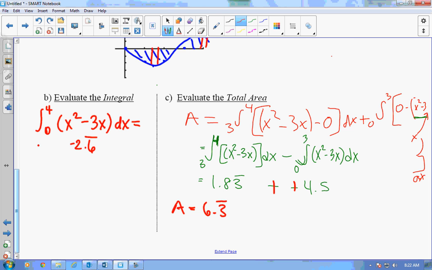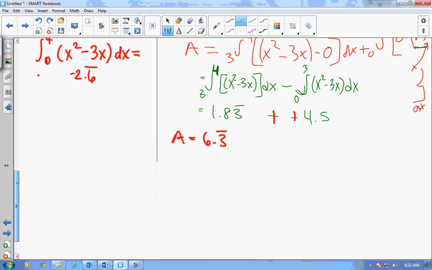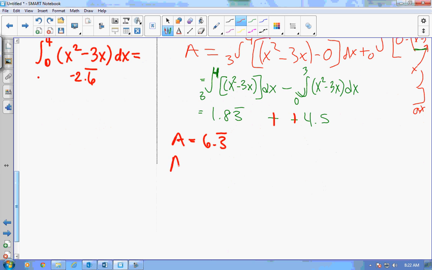.3 repeating. That's the exact value. If you round it, you have to put approximately 6.3333. But if you put the exact value with the repeating bar, you have to have the repeating bar, then you can just put 6.3 repeating. Any questions on that? Okay.